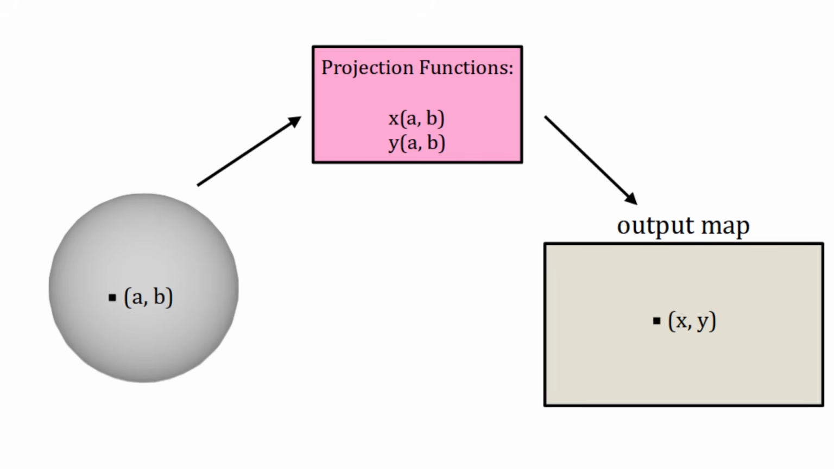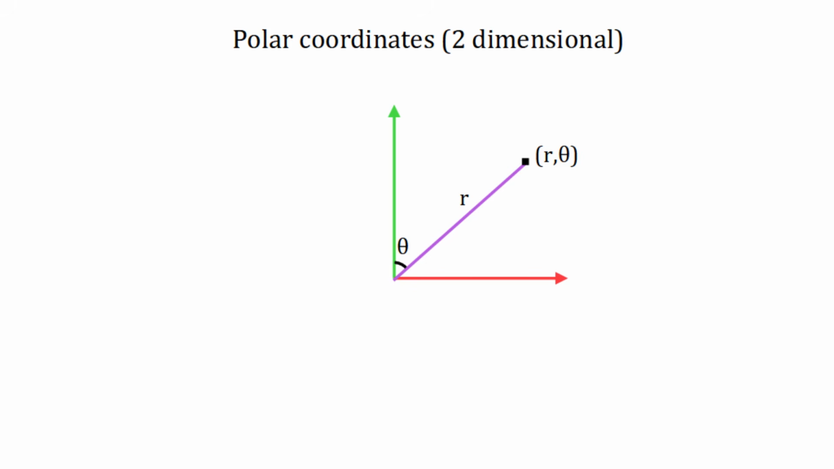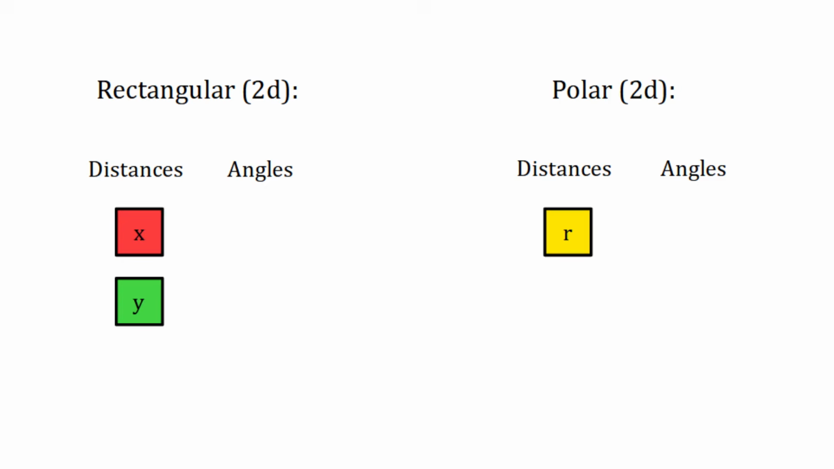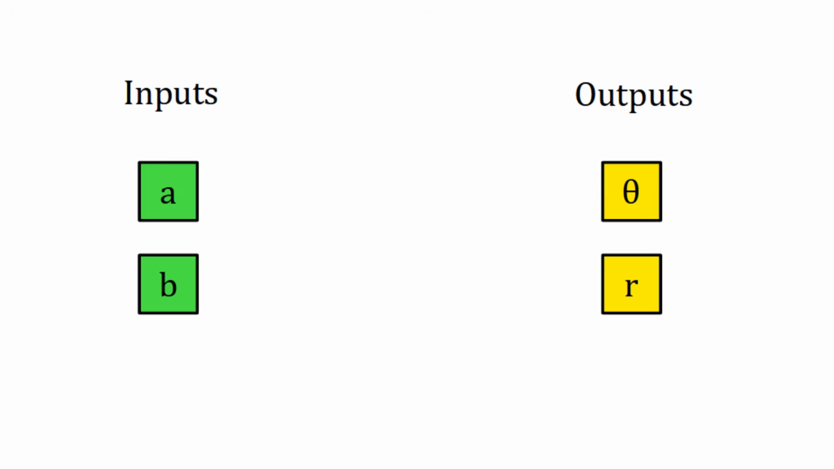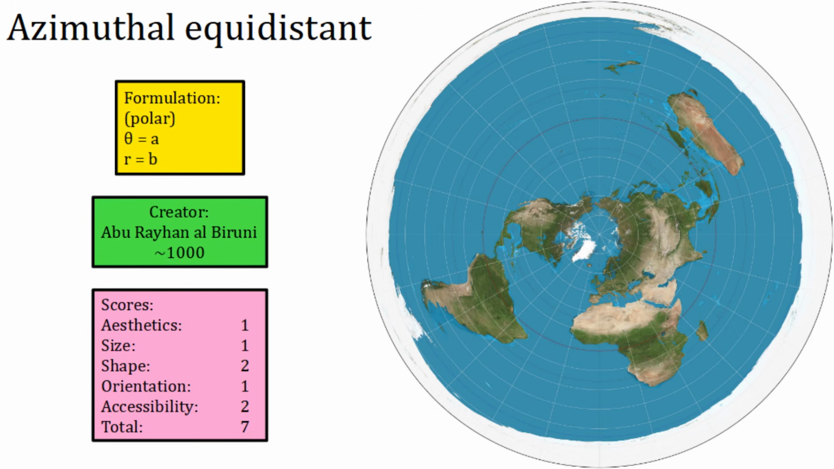All of the output maps so far have been represented in 2 dimensions using rectangular coordinates, but another option is polar coordinates. Instead of using 2 distances, they represent points with 1 distance and 1 angle. These are called r and theta respectively. Since this system still has 2 inputs and 2 outputs, we can just use them directly. So theta equals a and r equals b. That results in the Azimuthal Equidistant projection.